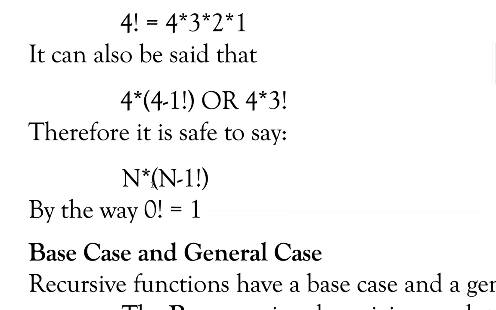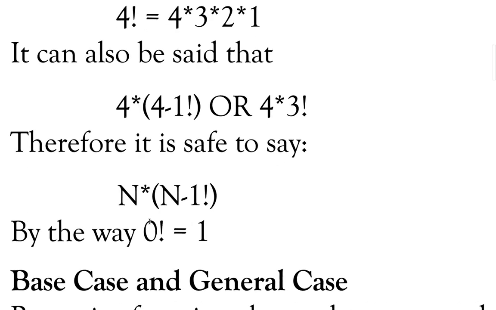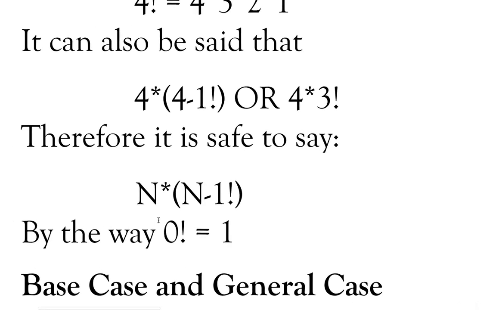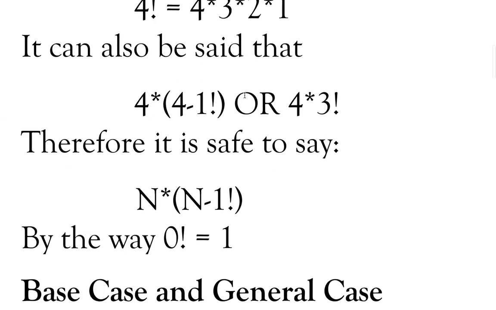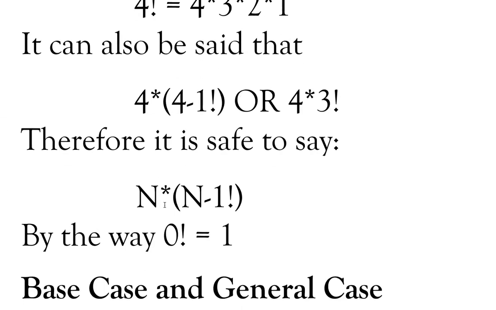However, there is one confirmed case: if we want to find the factorial of 0, it is not that all values are yet known, but it is confirmed that 0 factorial will always be 1. So that is one value that I know instantly. 4 factorial, I'll have to multiply and find out, but 0 factorial is confirmed. 0 factorial will always be 1. So that's what we know about this.